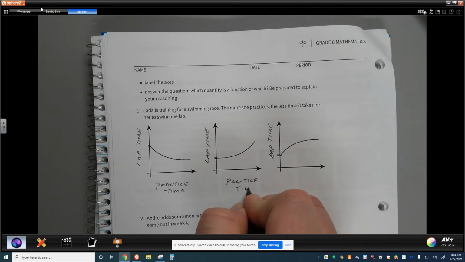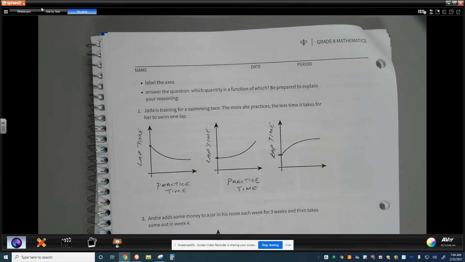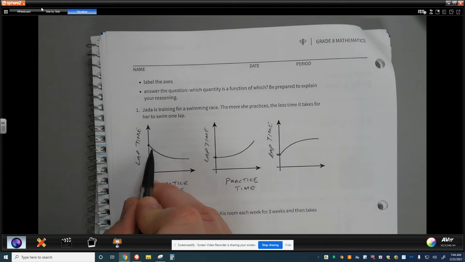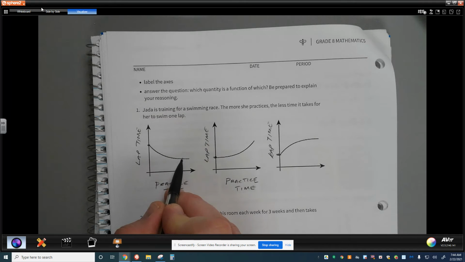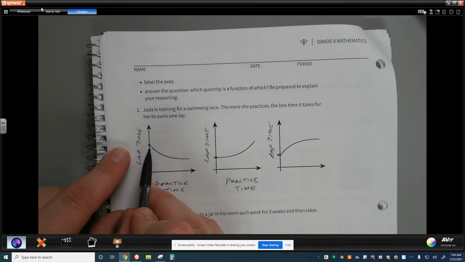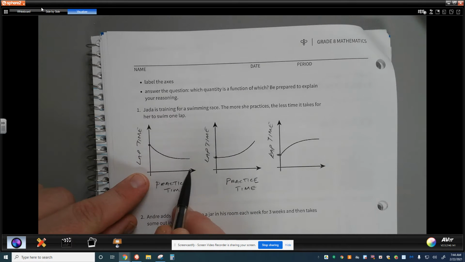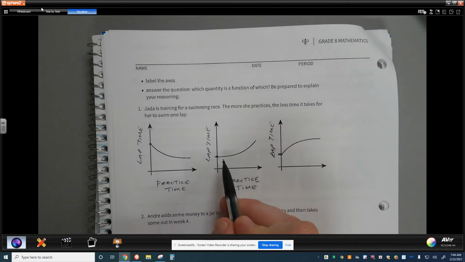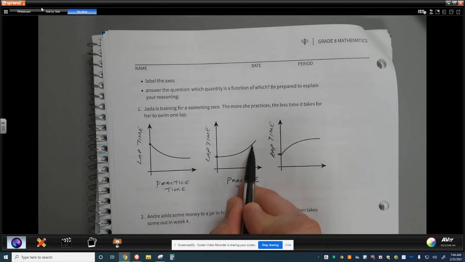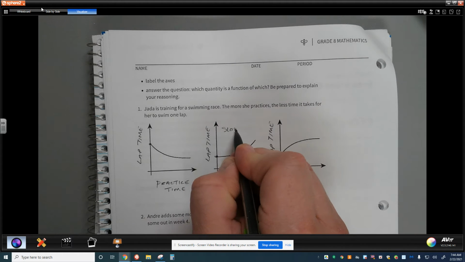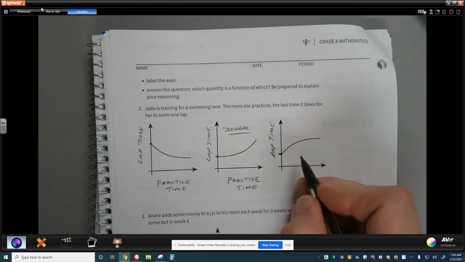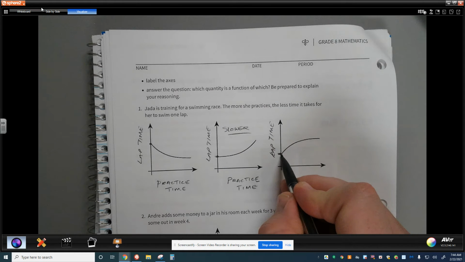So if we think about it, which one represents the practice time? As more practice time is happening, we have less lap time. And obviously it'd have to be this very first one right here, because what we see is as the practice time increases, the lap time is decreasing. Whereas this one, we would see that as the practice time increases, the lap time is also increasing, which we don't want, because that would mean that she's getting slower. And on this one right here, her practice time does a dramatic thing.